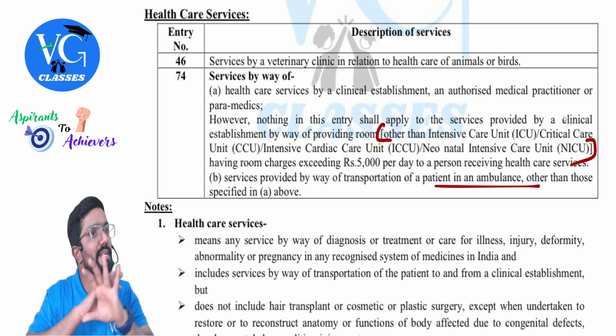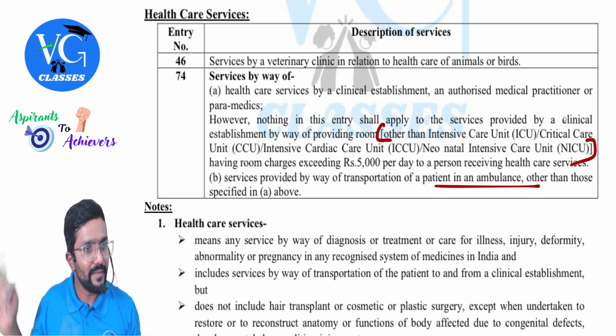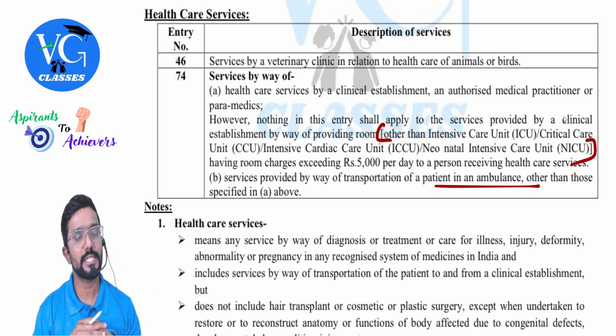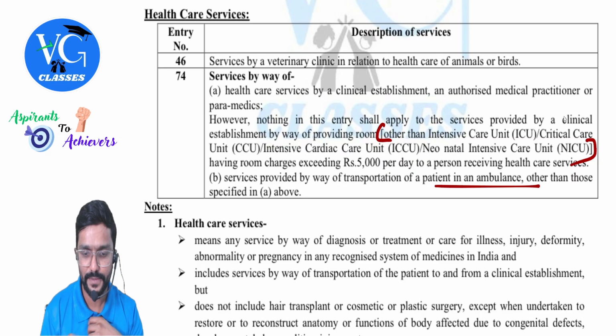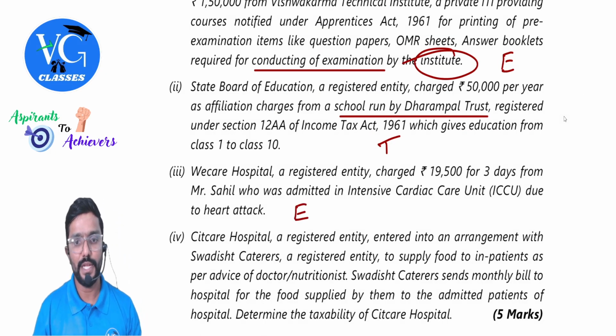Less than or equal to 5,000, exempt. More than 5,000, taxable. And in our case, it was ICCU. Is any limit applicable? No, it is fully exempt. Irrespective of the amount charged, it is exempt. Clear? Yes. So it is exempt, fully exempt.